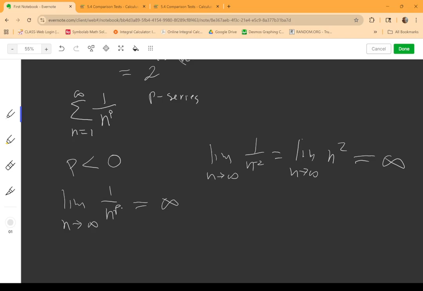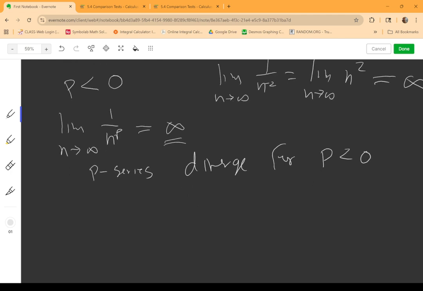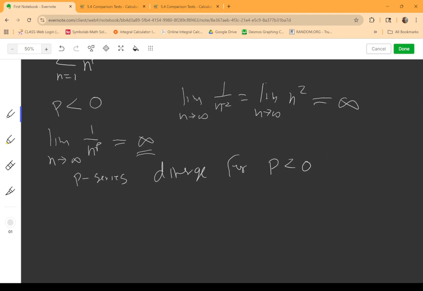So that would happen for all cases where p is negative. And by the divergence test, this tells me that the terms don't go to zero, so it will diverge. So p series diverge for p less than 0. All right, and then there's also a value when p is equal to 1, that's the harmonic series, and I know that this diverges.